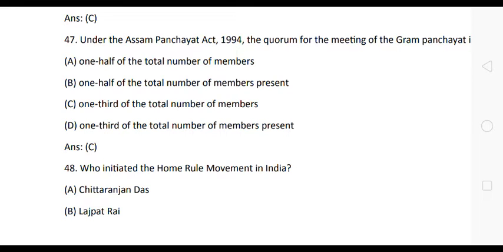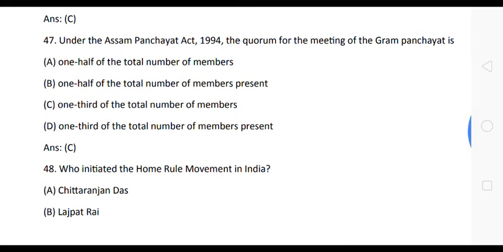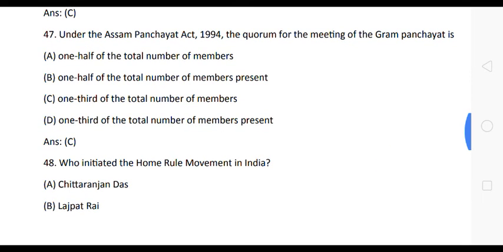The next question is, under the Assam Panchayat Act 1994, the quorum for the meeting of the Gram Panchayat is, options are A, one half of the total number of members, B, one half of the total number of members present, C, one third of the total number of members, D, one third of the total number of members present. But the correct answer is option C, one third of the total number of members.